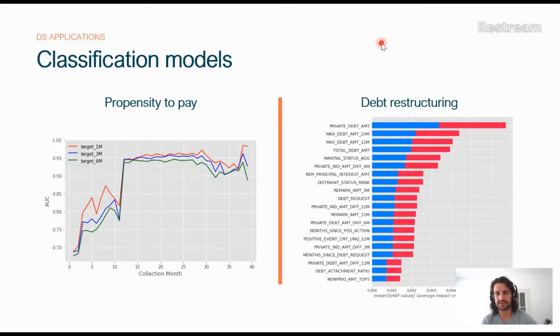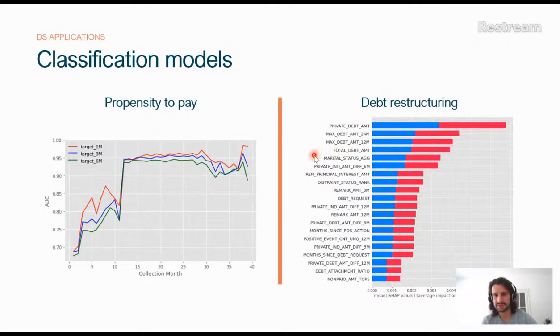Just something interesting for me, quite a couple of observations. Of course, the most important feature is the total amount of the debt for the customer. And also it's really important how it changed in the last 2 years and 1 year. So all the features about the amount of the debt are on top.